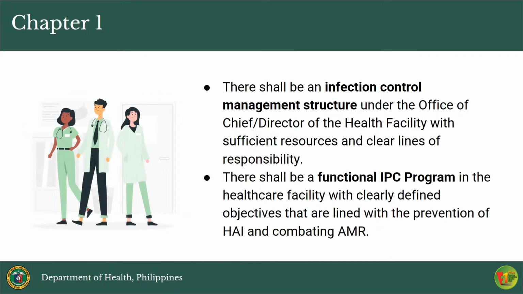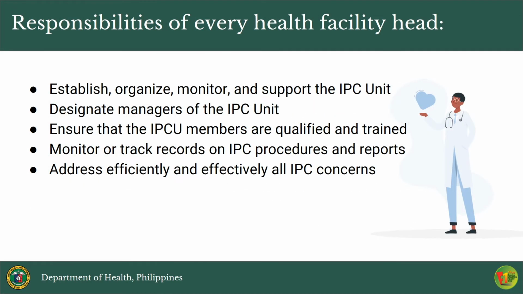There shall be an infection control management structure under the Office of Chief or Director of the health facility with sufficient resources and clear lines of responsibility. There shall be a functional IPC program in the healthcare facility. There shall also be clearly defined objectives based on local epidemiology and priorities, according to risk assessment and functions that align with and contribute to the prevention of healthcare-associated infection and combating antimicrobial resistance through infection prevention and control good practices. This slide shows the responsibilities of every health facility head in terms of infection prevention and control.